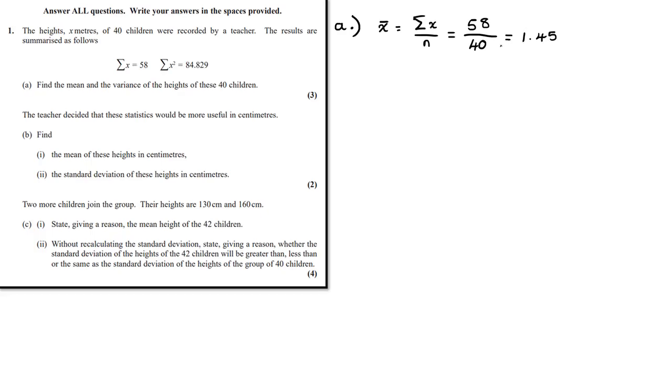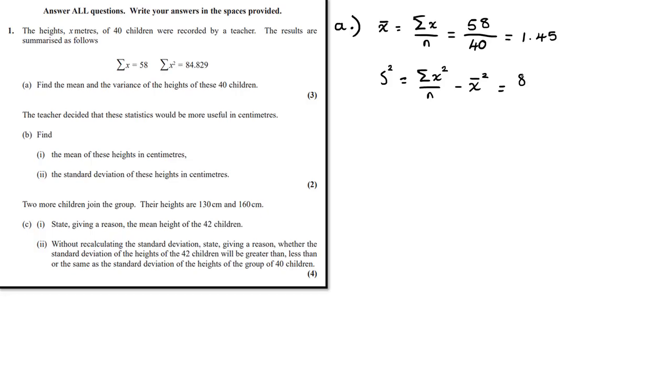We now need the variance of these heights, so we write this as s squared. It's a pretty similar formula, and you should always start with the mean, the reason being that you need the mean to calculate the variance. So the variance is sigma x squared divided by n, and now we minus x bar squared, so we minus the mean squared. Sigma x squared we're given as well.